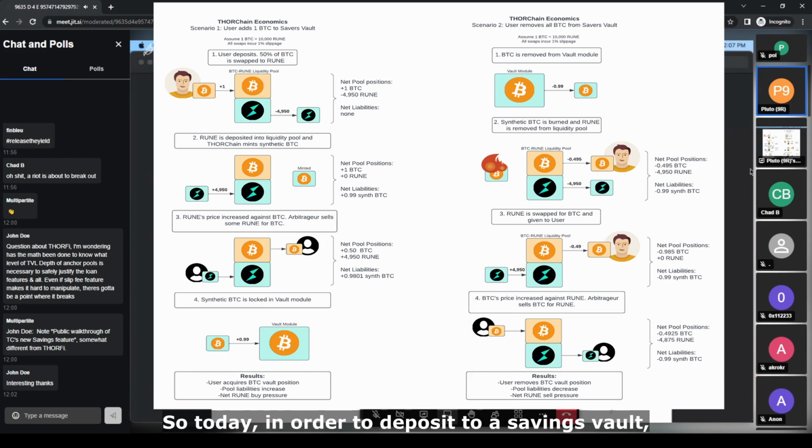So today, in order to deposit to a savings vault, all you need to do is look up the inbound addresses endpoint, which is just an endpoint that tells you which Asgard vault is ready to receive your deposit, and then craft a memo that says I'm going to take this 1 ETH and deposit it directly into the ETH savings vault.